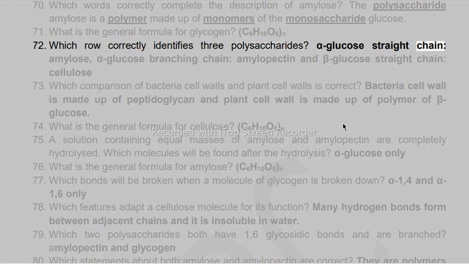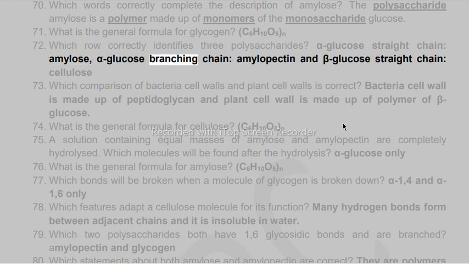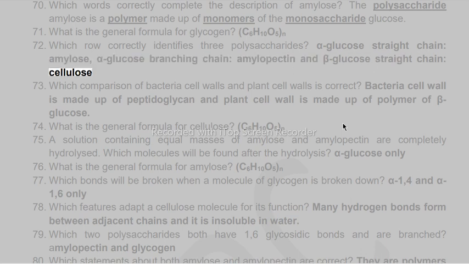72. Which row correctly identifies 3 polysaccharides? Alpha-glucose straight chain, amylose; alpha-glucose branching chain, amylopectin; and beta-glucose straight chain, cellulose. 73. Which comparison of bacteria cell walls and plant cell walls is correct? Bacteria cell wall is made up of peptidoglycan and plant cell wall is made up of polymer of beta-glucose.